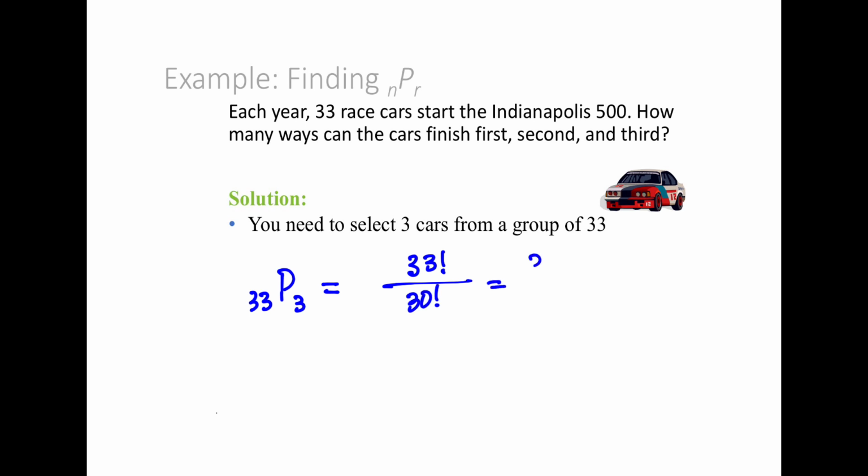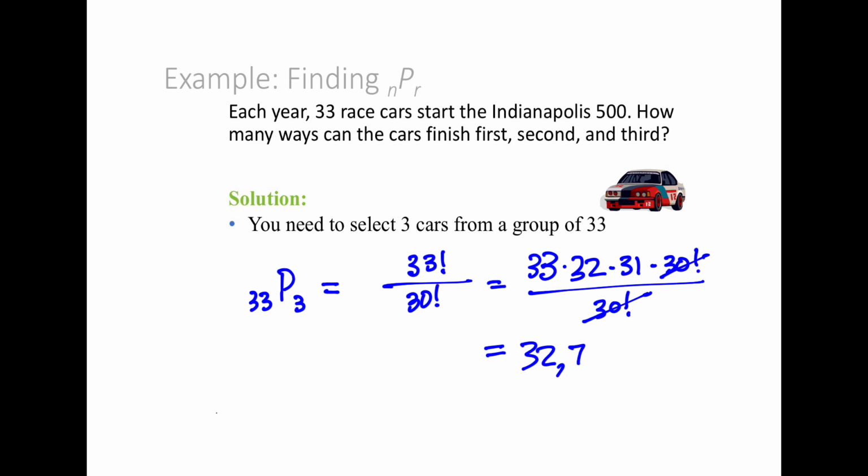So that 30 factorial is going to cancel out everything from 30 and below, right? So we have 33, 32, 31. If you multiply those out, we actually get 32,736. So of the 33 cars that we have, there are 32,736 ways that I could pick 3 cars that are first, second, and third.